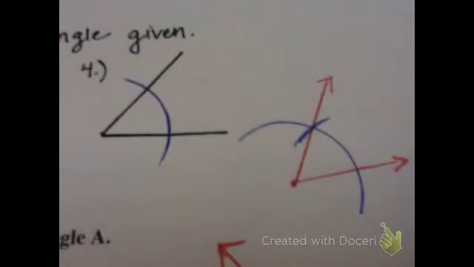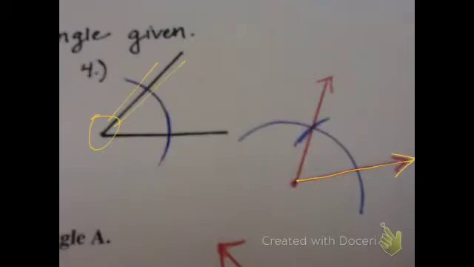So you can use the same steps on number 4. Put a ray down, and then come over here with your compass, pick any old radius you want, and do an arc. And you have to use that same radius over here to draw your other arc.